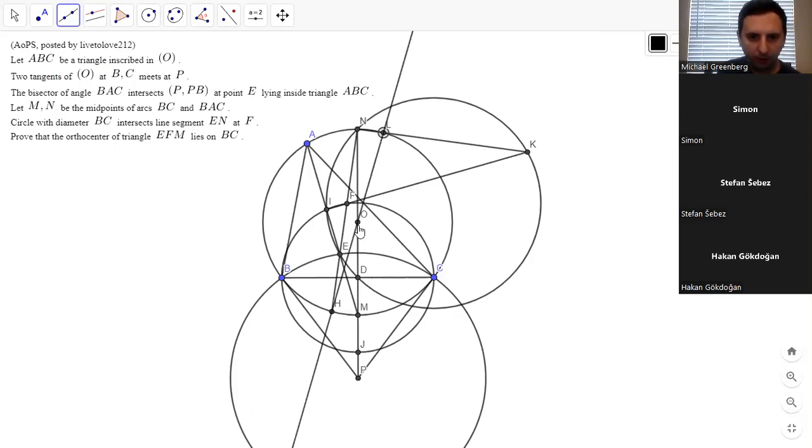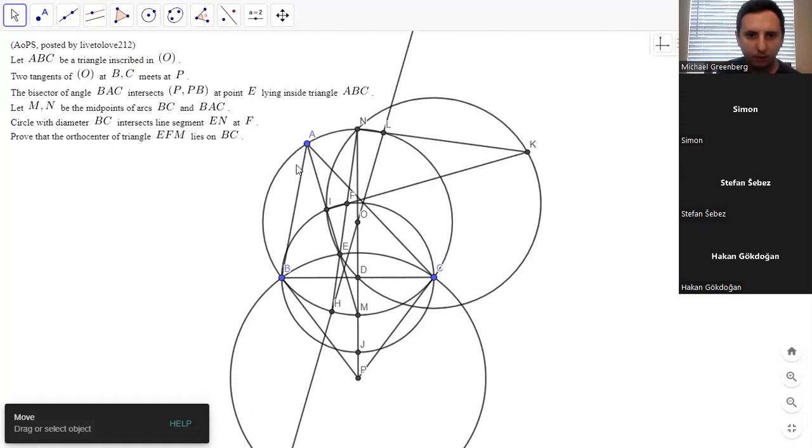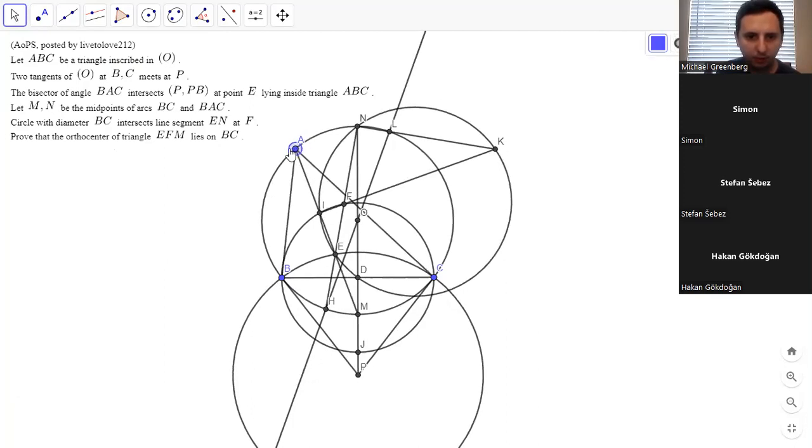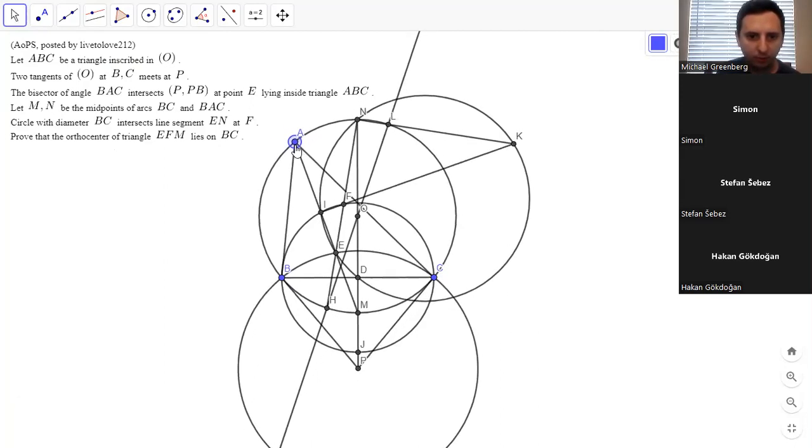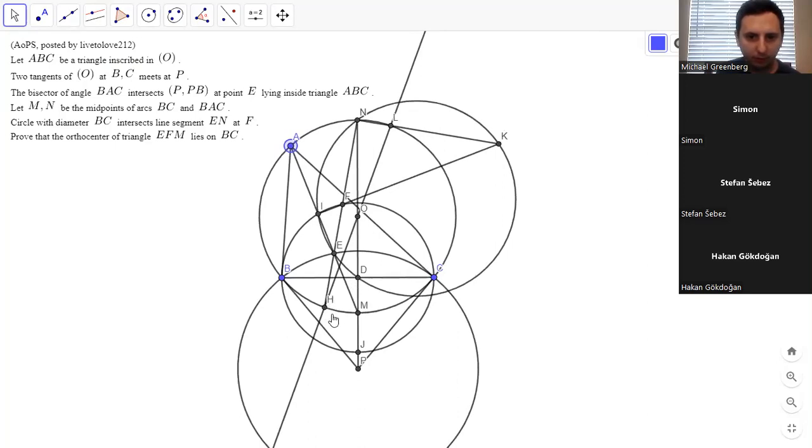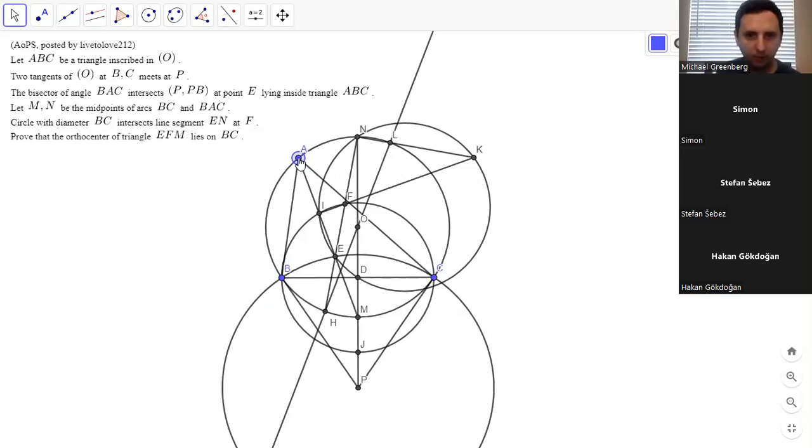Is that true that L, O, and H are collinear? That would be interesting. It looks like it's true. Looks like L, O, and H are collinear. Okay. Interesting. Is that obvious? Well, yeah, because if this was 90, then that would have to be 90, so they'd have to be collinear. So that's not that surprising.